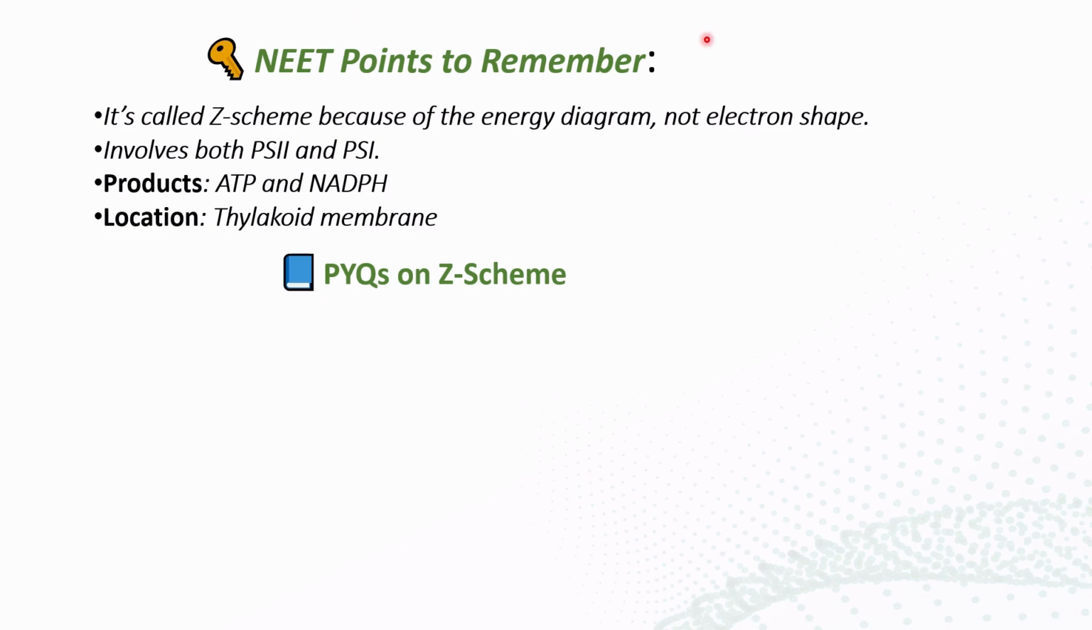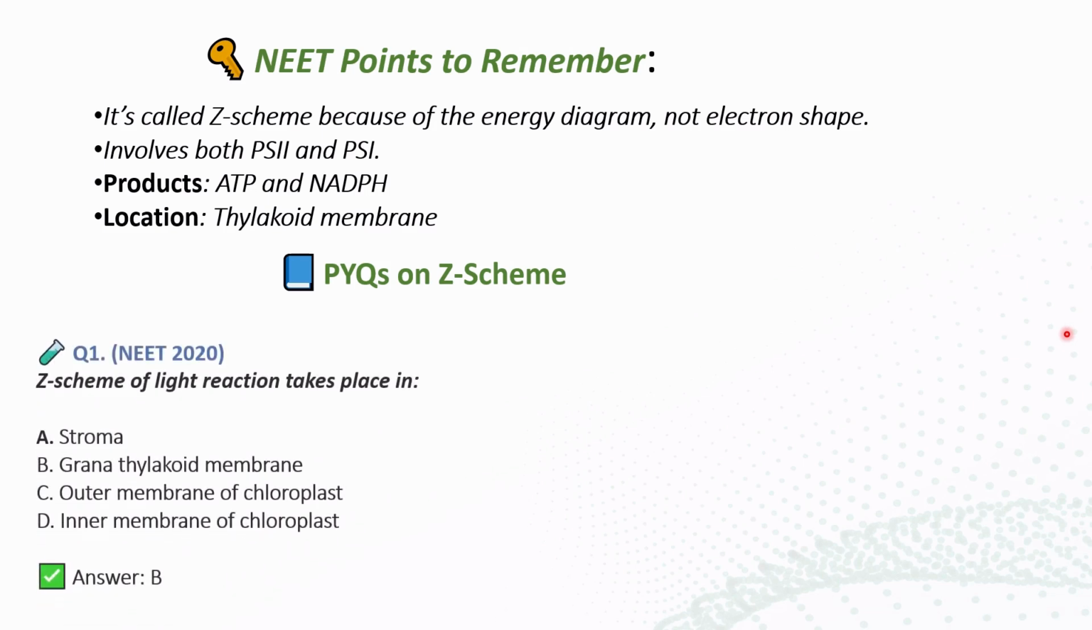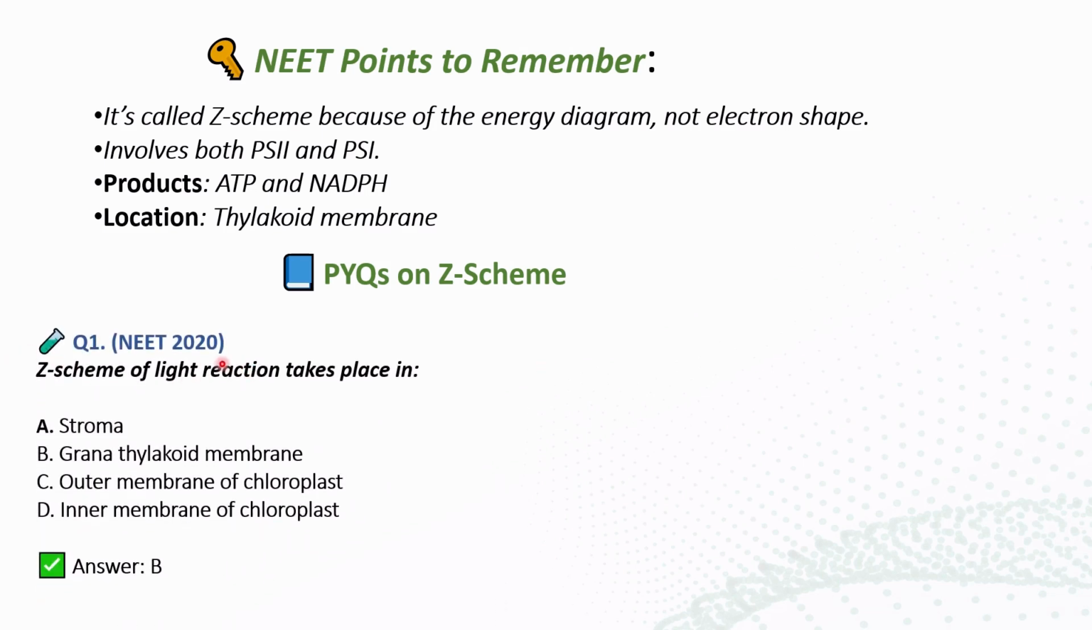From this topic we'll see some of the PYQs that were there in the previous papers. The first question is from the NEET 2020 paper. The question they have given in that paper is, the Z scheme of light reaction takes place in. This is a simple question, and we just remembered the NEET point. What was the location where it happens? It is nothing but the thylakoid membrane. So obviously you can select option B, that is grana thylakoid membrane. This is the answer for this question.